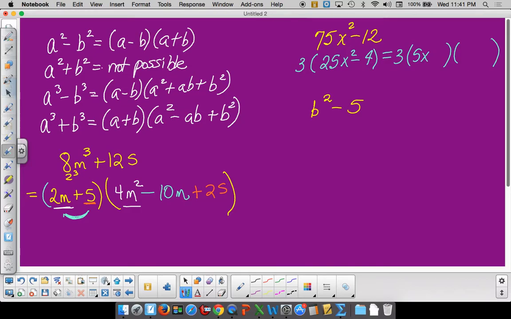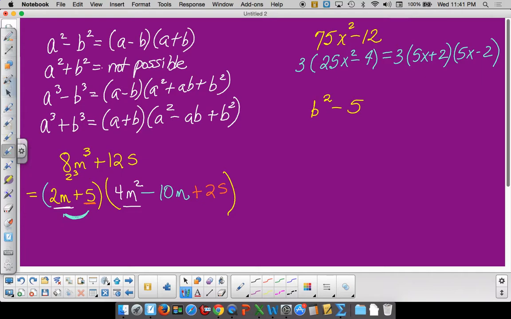I'll have 5x and 5x. I'll have 2 and 2. And we know it's always one with a plus and one with a minus. You do need to leave the 3 out front because that's part of the factors. You don't just drop the 3 off. The 3 actually stays there as part of the factors.